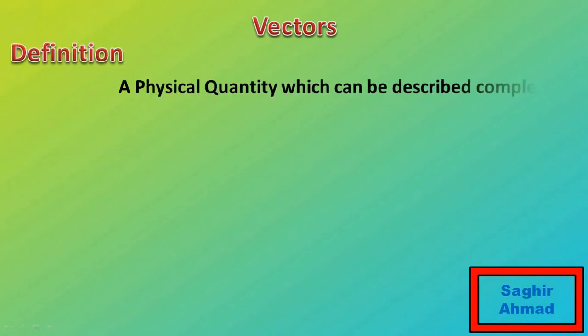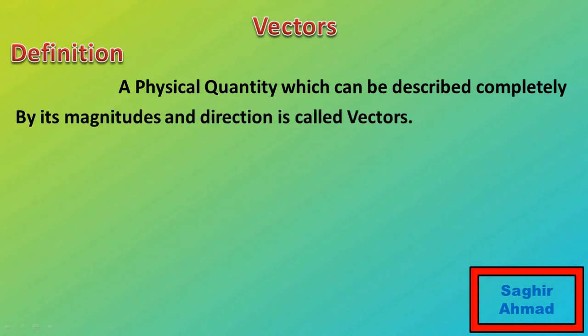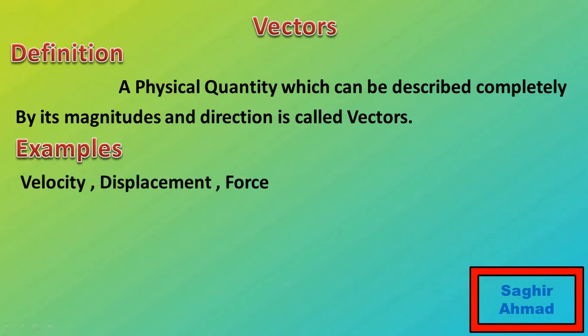Now we are discussing vector. First of all, we define vectors. A physical quantity which can be described completely by its magnitude and direction is called a vector. Here we discuss some examples of vector. Number 1 is velocity, displacement and force. Velocity and displacement we discuss in chapter number 2, and force we discuss in chapter number 4.